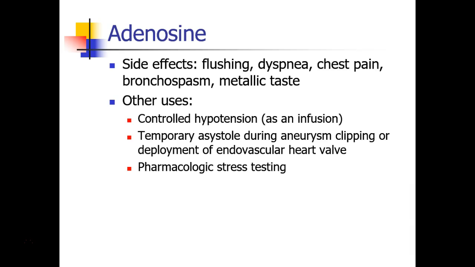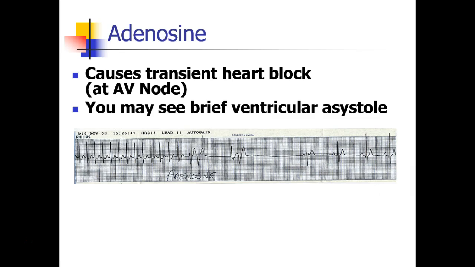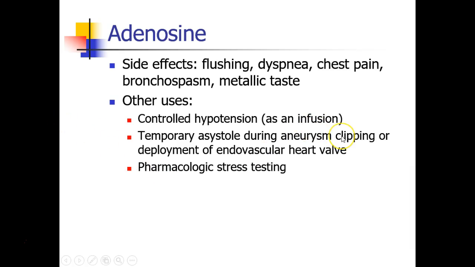Adenosine does have other uses, so it can be used as an infusion for controlled hypotension. It can be given for the specific purpose of causing that ventricular pause, that asystole, in a case where the surgeon needs there to be no pulsation for a short period of time, for example, during clipping of an aneurysm or deployment of an endovascular heart valve or an aortic stent. Adenosine is also used in pharmacologic stress testing because of its vasodilating properties.